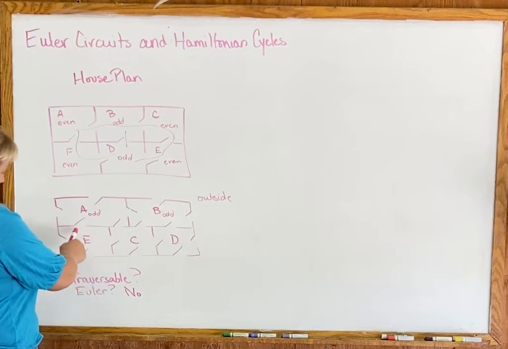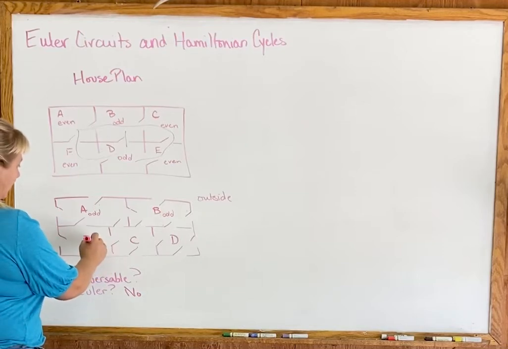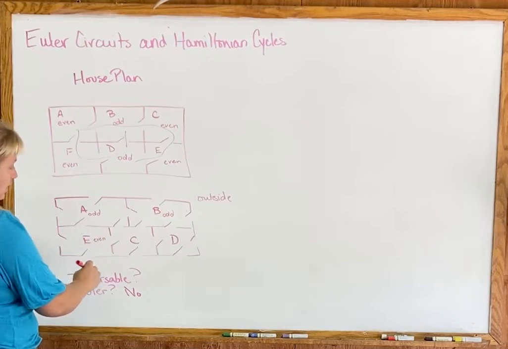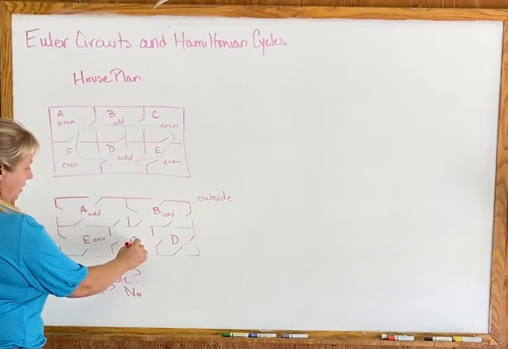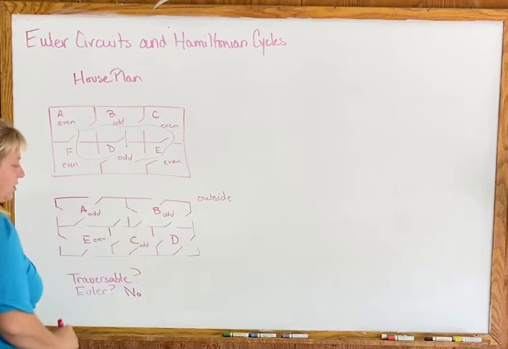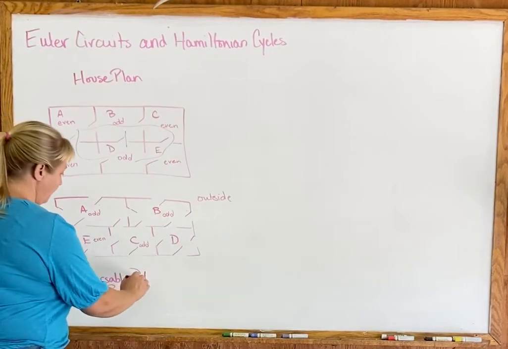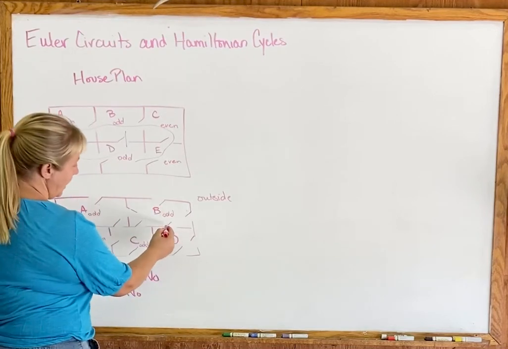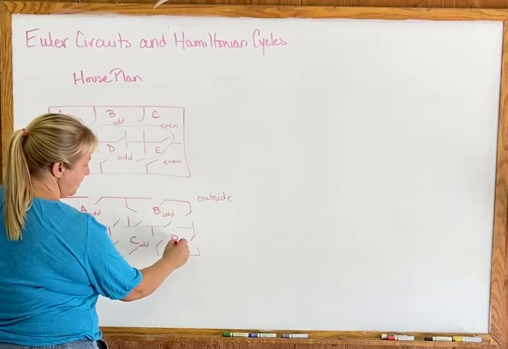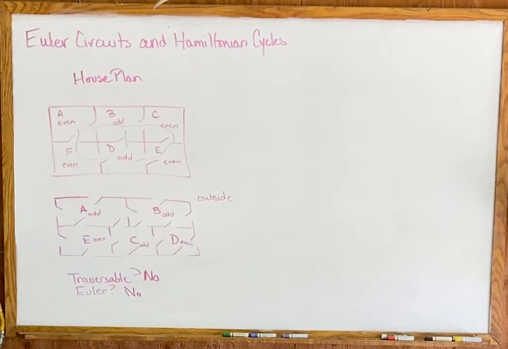So let's start here. So 1, 2, 3, 4. Okay, that's even. 1, 2, 3, 4, 5. There's a 3rd odd. So are we traversable? Nope. Okay. But just to finish it off, just in case, here we've got 1, 2, 3, 4, so this is even. And then the outside room, is the outside room even or odd?